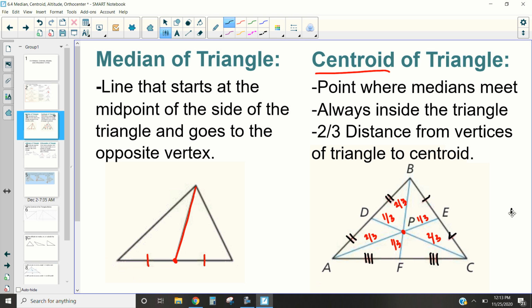So if we're just given BE and we're just given BP, I can actually figure out PF, I can figure out EC, I can figure out BC, and I can figure out BF, all just knowing those two bits of information, which is really cool.